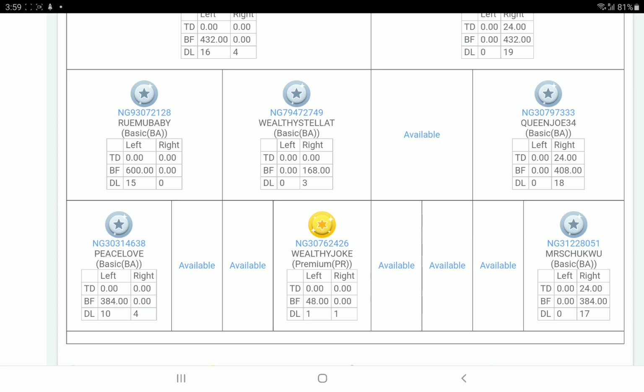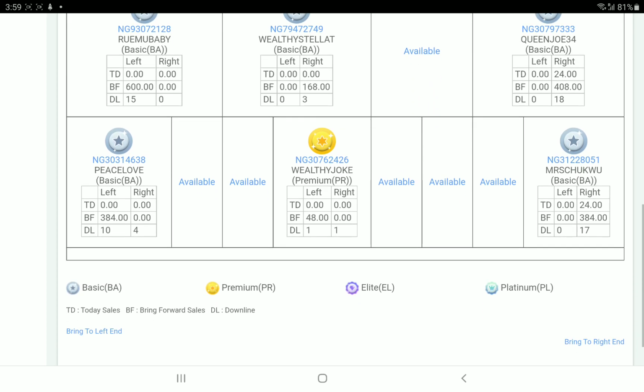Anybody you register, they are supposed to build their inner leg. If you look at Remo Baby, you will discover that on the right there is nobody that has been registered. If you come to Peace Love, you see that Peace Love has registered 4 persons. So you want to do a registration. So I'm using the left binary to do the illustration.